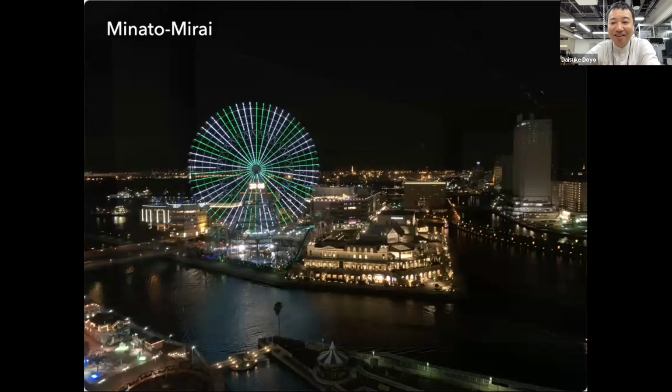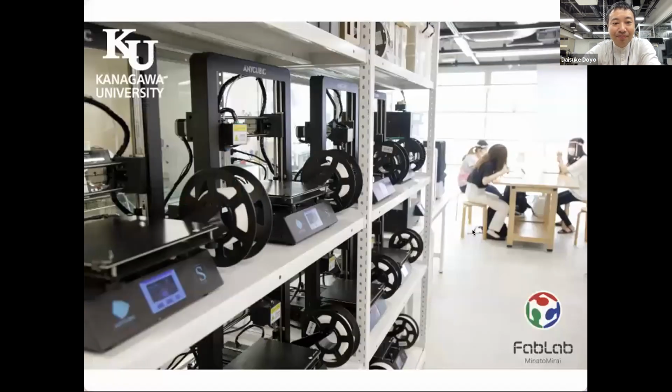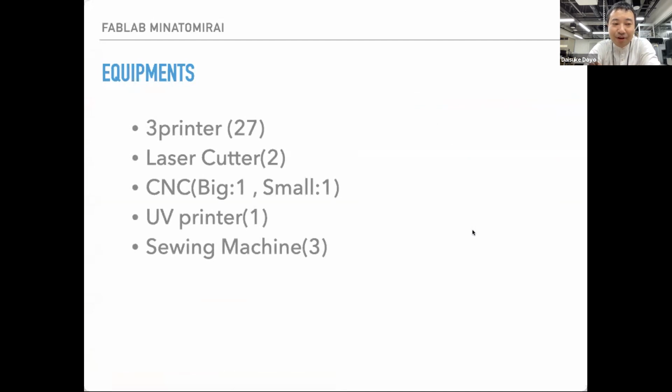And this is our FabLab. Our equipment is, we have 27 3D printers and 2 laser cutters, 1 big CNC that is ShopBot, and 1 small CNC, and 1 UV printer, and 3 sewing machines.